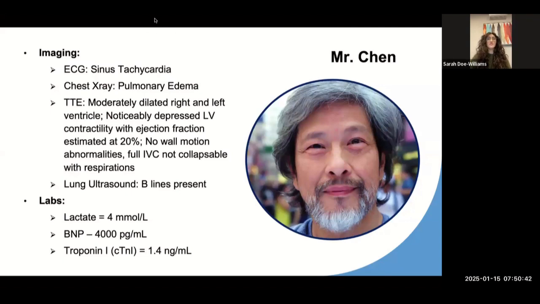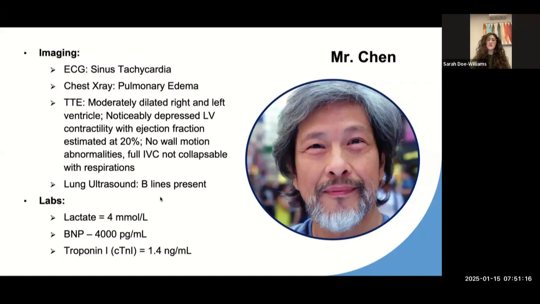On our labs, we have a lactate of 4. Our natriuretic peptide is 4,000, and our troponin is 1.4. And so you can see that with the pulmonary edema on his chest X-ray and his lung ultrasound, he has acute decompensated heart failure. You can see that with his echo, that he went from 35% from the year prior to 20%, and that his labs are consistent with poor perfusion, same with his lactate and his BNP. So the suspicion of cardiogenic shock is confirmed.